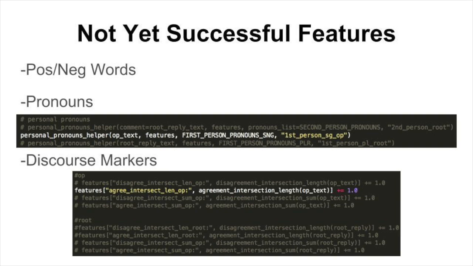Then we have the pronouns and discourse markers. Some of these permutations didn't work out that well. For example, the use of second-person pronouns in the root reply text.